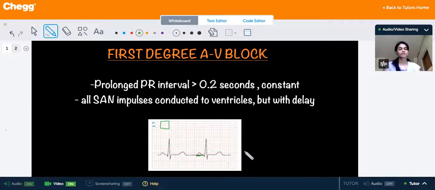When your PR interval is more than 0.2 seconds, that's when you say the person has a first degree AV block. The important thing to remember here is that all the impulses are conducted, except they are delayed. After the atrium is depolarized, as denoted by the P wave, it takes a longer time to go through to the ventricles, which is why the PR interval is longer. It takes a longer time than normal.